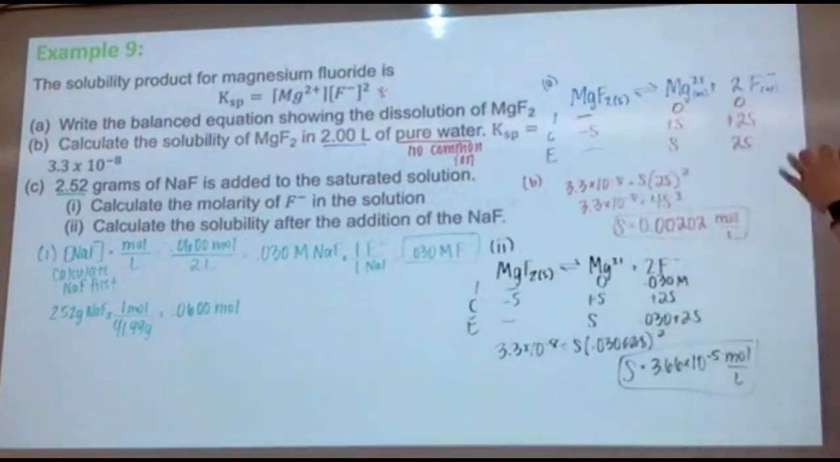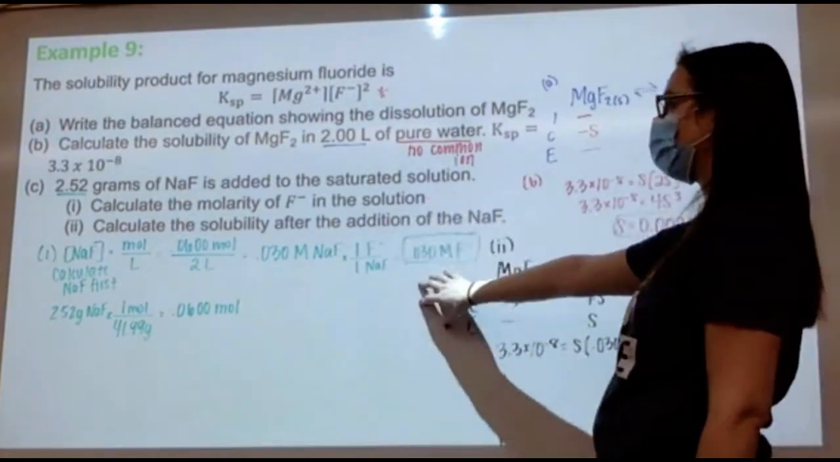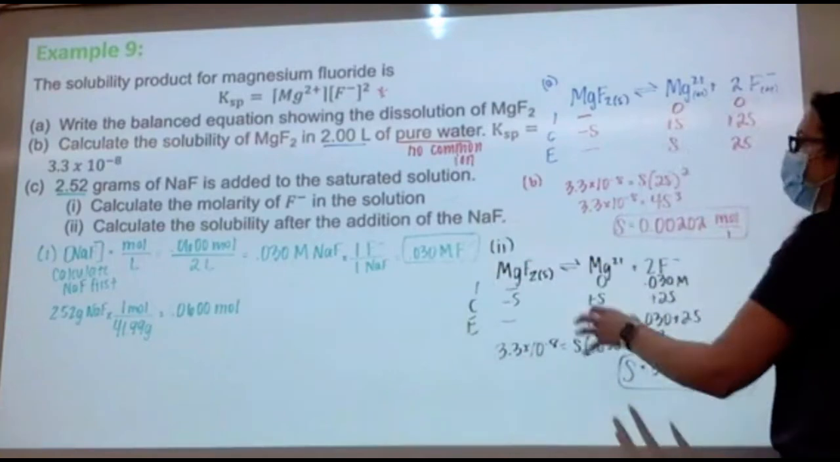So for example 9, I did right A and B over here, part C number 1 over here. So that was just calculating the molarity. And then number 2, you are using part 1 to answer part 2.